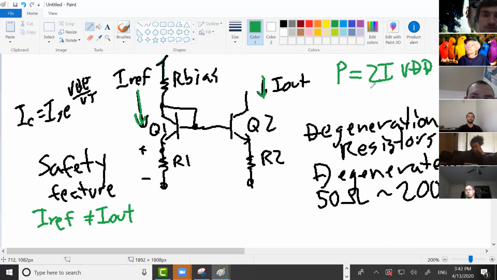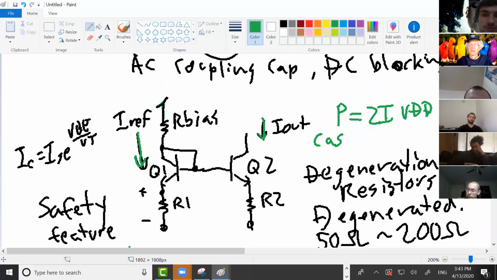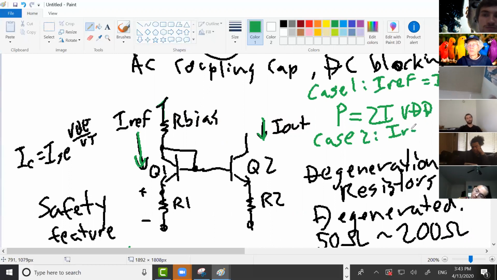But what if I could make I ref 1/10 of the size of I out? So let's say there's a case where I ref is 1/10 I out. So case 1, I ref equals I out. And then case 2, I made I ref equals I out over 10.